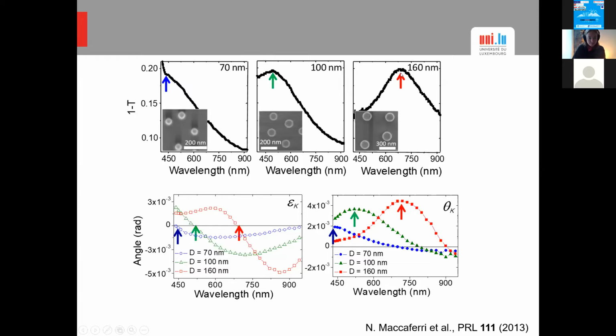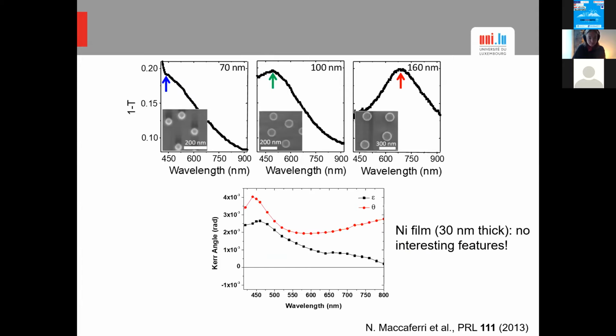So we were interested in understanding what is happening here. As you can see, if you consider a thin nickel film of the same thickness as the antennas, you don't see any interesting feature. You don't see any clear vanishing of the ellipticity or maxima of the rotation. So again, the plasmon is really playing a role. So we developed a model.